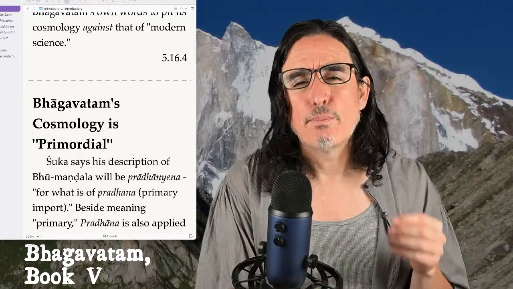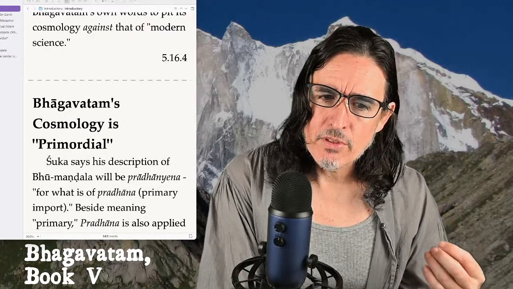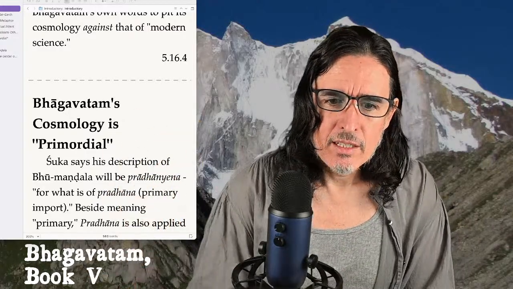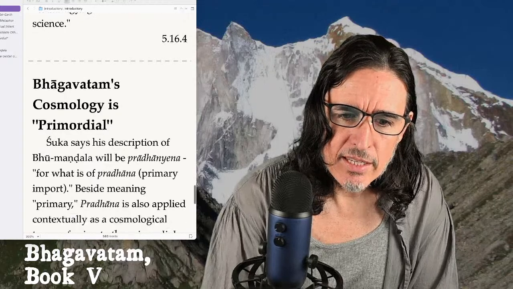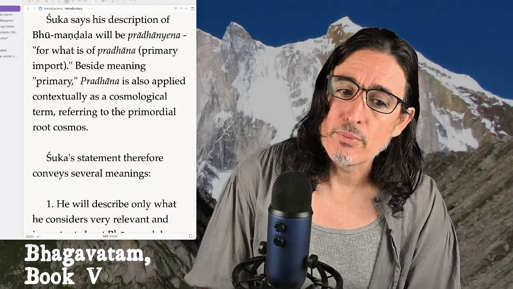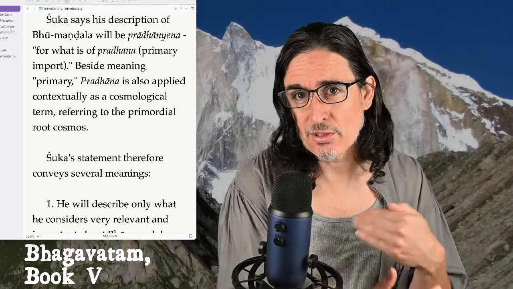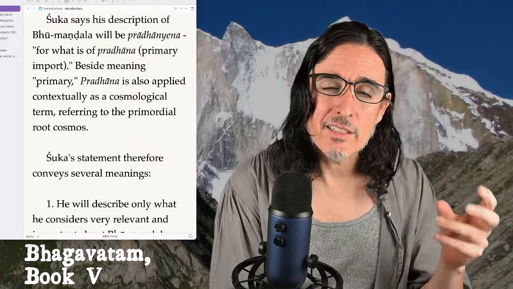The next point that he made is that the cosmology, the way that he will describe it, is primal or primordial. He calls it pradhanyena. Shuka says his description of Bhumandala will be pradhanyena, which means for pradhan. And what does pradhan mean? Pradhan means what's really important. And it also means what's primary and primal. So besides meaning primary, pradhan is also applied contextually as a cosmological term referring to the primordial root cosmos. It's actually a cosmological term, pradhan, which basically means like singularity.